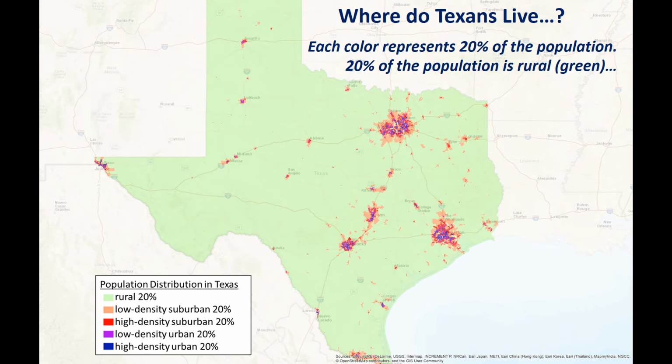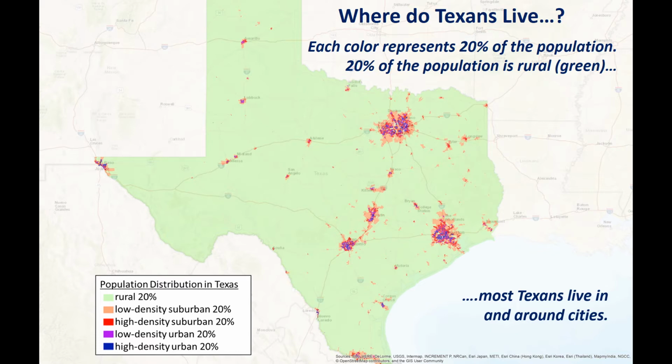Texas is a big state, but let's start by looking at where most Texans actually live. Each of these colors represents 20% of the population, ranging from low-density rural areas to high-density urban areas. Geographically, Texas is almost entirely rural, shown here in green, but rural areas represent only about 20% of the state's population. So increasingly, most folks live and work in and around our growing, connected, and evolving cities.